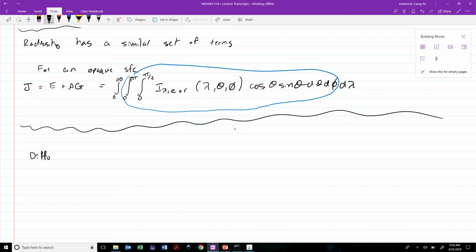So we have diffuse emission and irradiation. As I said before, diffuse means it has no directional bias. So whether it's outgoing or incoming radiation, it's going to be uniform in all directions. It's known as isotropic. Good on this.